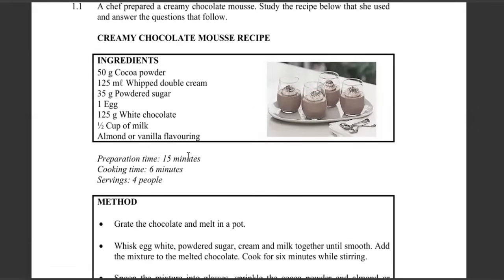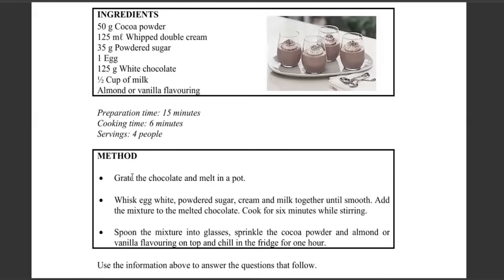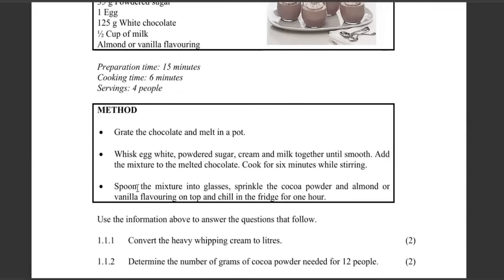The preparation time is 15 minutes. Cooking time, 6 minutes. It serves 4 people. Then the method: grate the chocolate and melt it in a pot. Whisk eggs, white or powdered, you have to read through this. Mix the chocolate and cook for 6 minutes. These minutes are all in preparation. Then spoon this mixture into glasses, sprinkle the chocolate powder, then chill in the fridge for 1 hour.